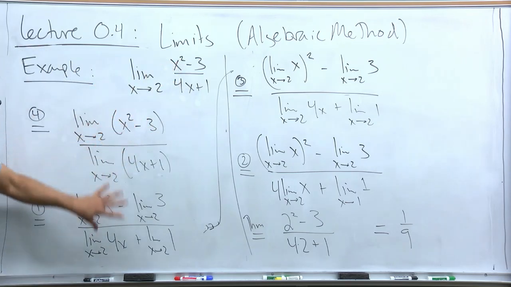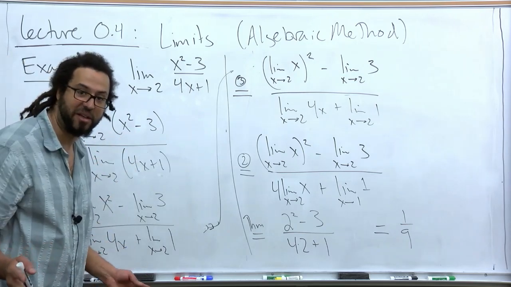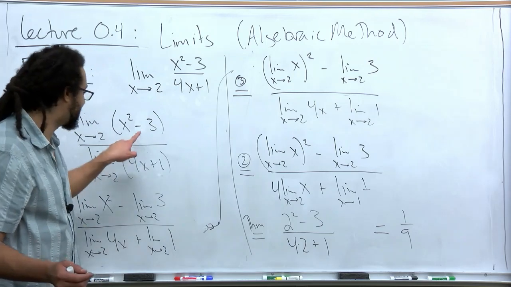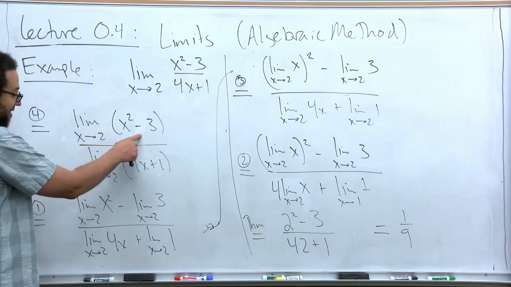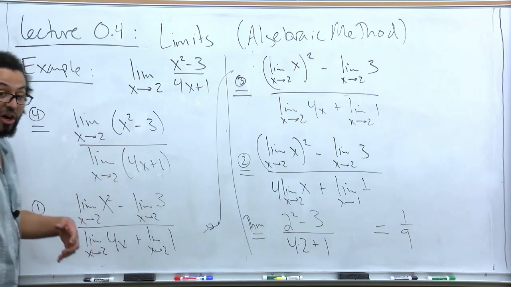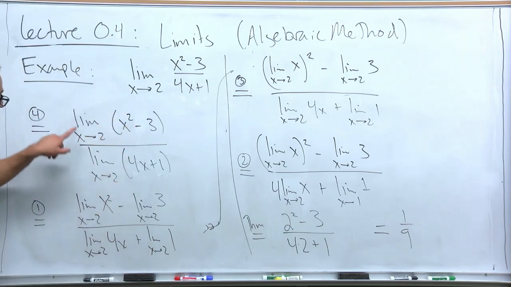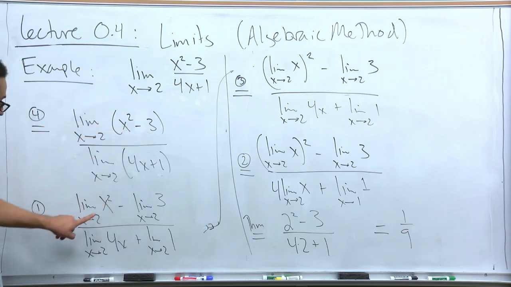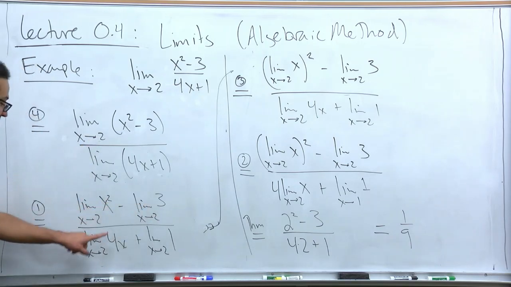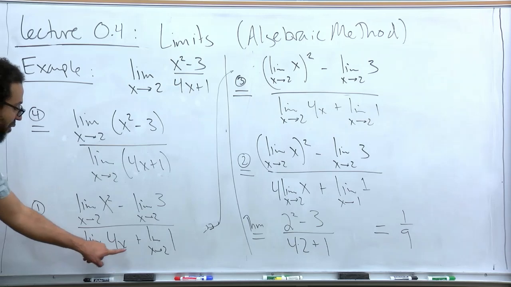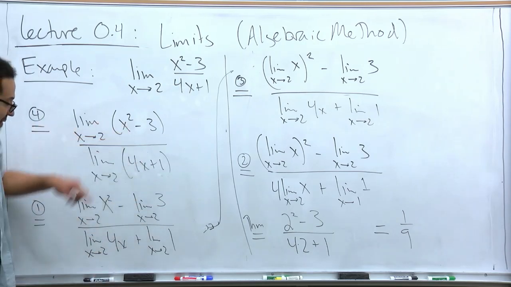Now, how do I get from here to here? So I've got the limit of a sum. Differences are the same thing as sums, right? It's add the negative anyway. So I've got a limit of a sum, a limit of a sum. We know that the limit of a sum is the same thing as the sum of the limits. So from here to here, the limit of x squared minus 3 is the same thing as the limit of x squared minus the limit of 3. And then in the denominator, I've got the limit of 4x plus the limit of 1. So limits go through both of these sums.